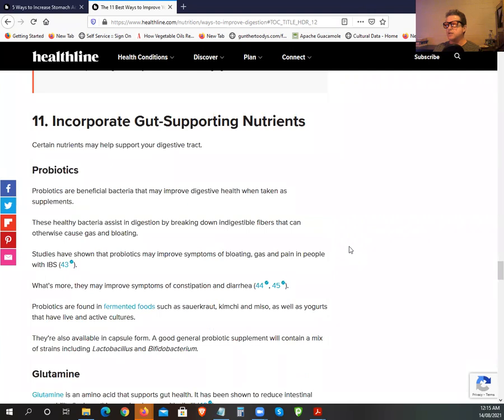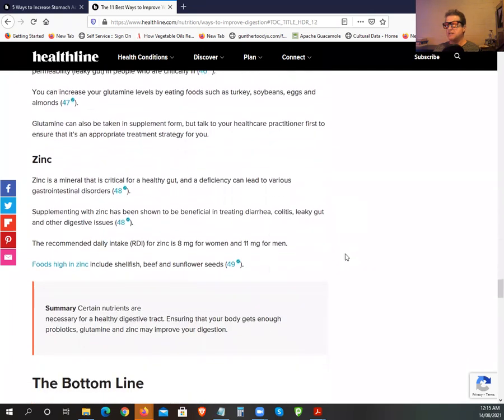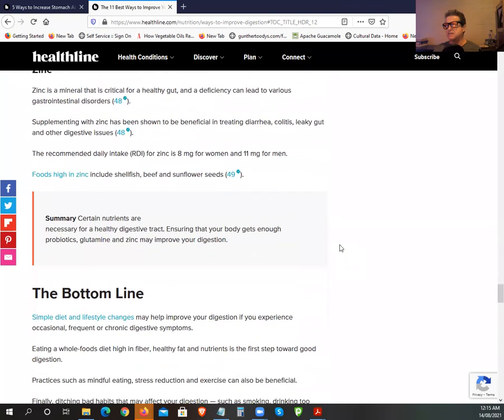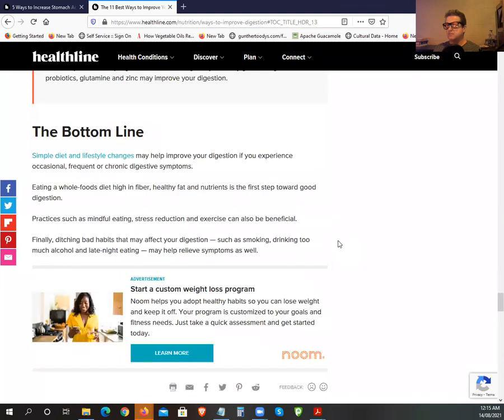Incorporate gut supporting nutrients. If I've got SIBO, it's the last thing I want to be putting in my system. Glutamine and zinc, well, that's in animal foods. Just eat a steak. The bottom line is you've got no idea.